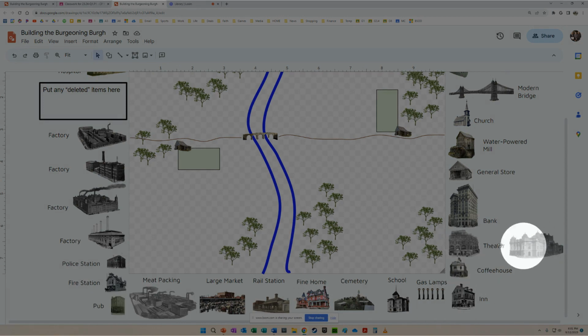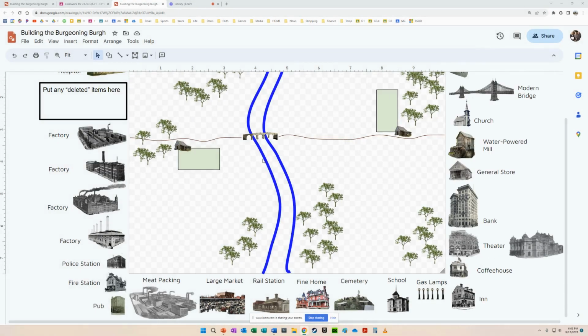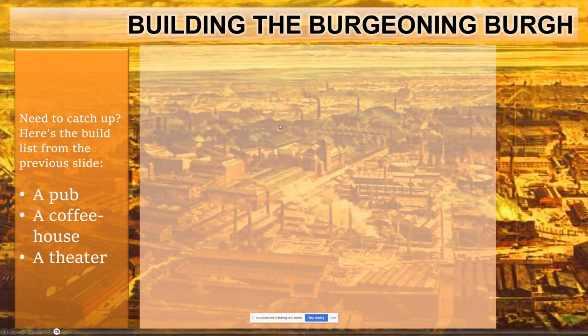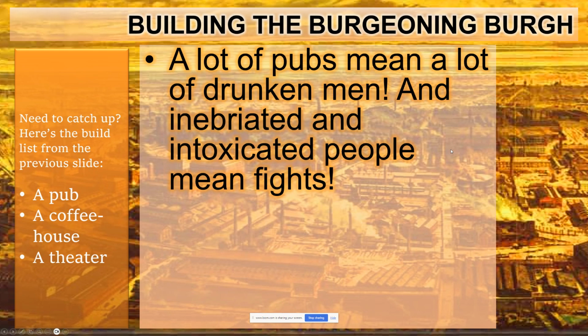Again, there are two options for the theater. It's up to you, whichever one you want to put down. But the coffee house and the theater, do make sure they are away from those pubs. You don't want those groups interacting with each other when they're not at work. So you hopefully will have a pub, a coffee house, and a theater laid down, hopefully with some roads that will lead them all together, especially the pubs from the factories.